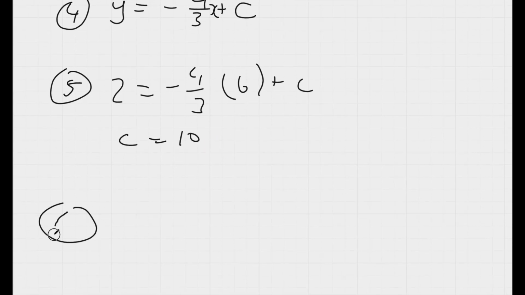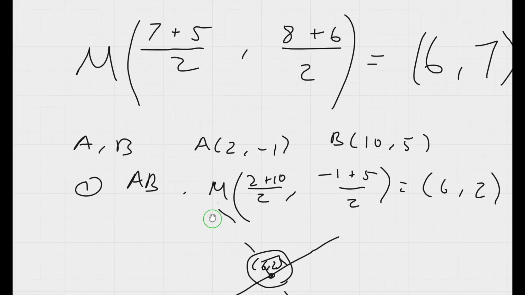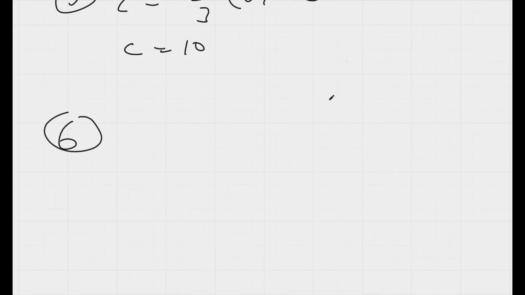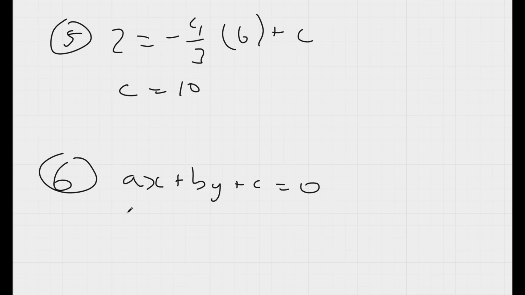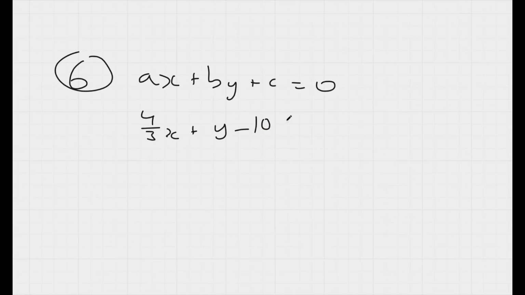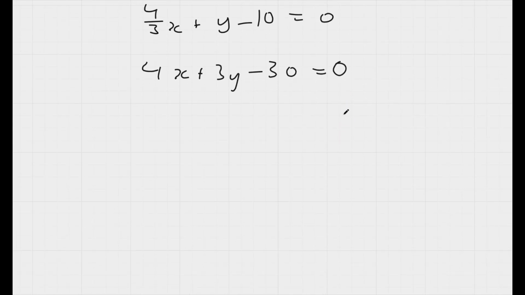So the final equation of your line. The question wanted it as ax plus by plus c equals 0, and it wants all of these to be integers. So technically I have 4 over 3 x plus y minus 10, and if I multiply all of these by 3, that gives me 4x plus 3y minus 30 equals 0. Simple. It is actually simple though.